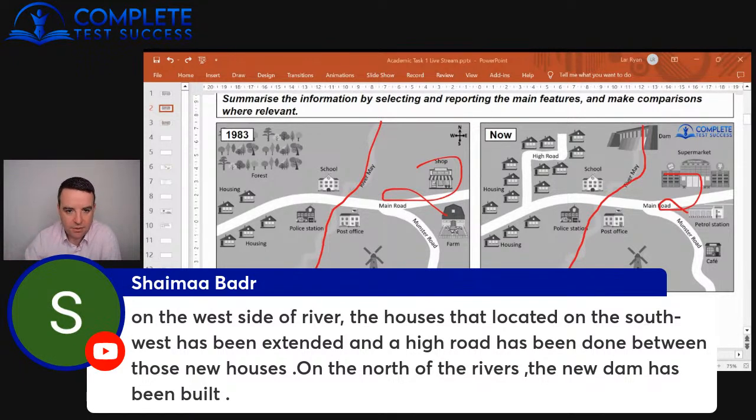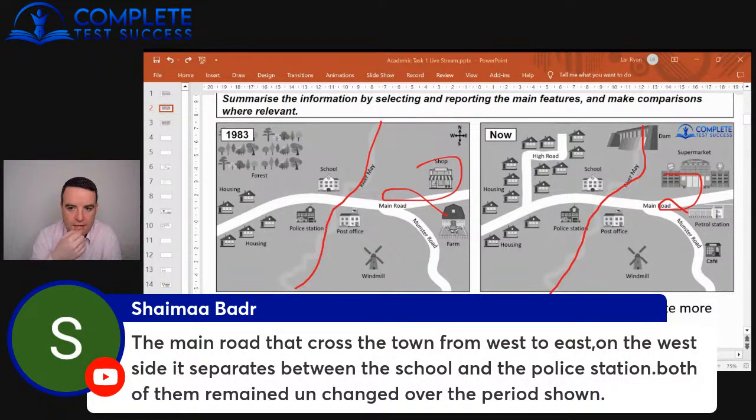Between those new houses on the north of the river, a new dam has been built. Okay. The main road that crosses the town from west to east, on the west side, it's separated between the school and the police station. Both of them remain unchanged over the period. So we don't need to describe the road. We've done that earlier.